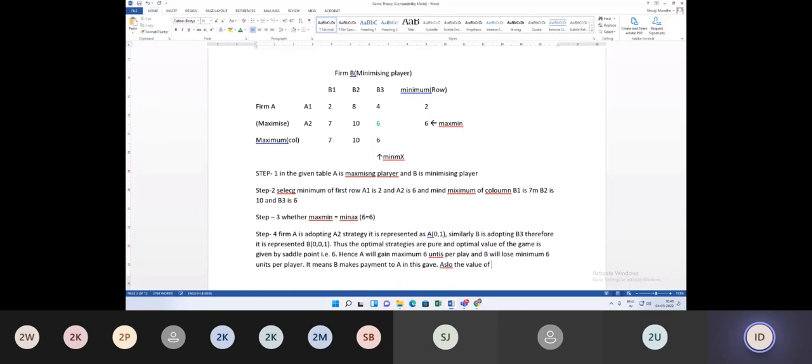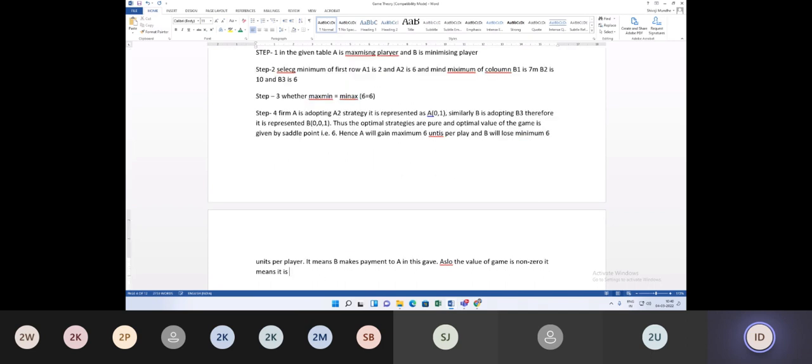Also, the value of the game is non-zero, right? Non-zero. It means, if it is 0, right? If A is 0, B is 0, then it is a fair game. But now it is non-zero. It means that it is an unfair game.